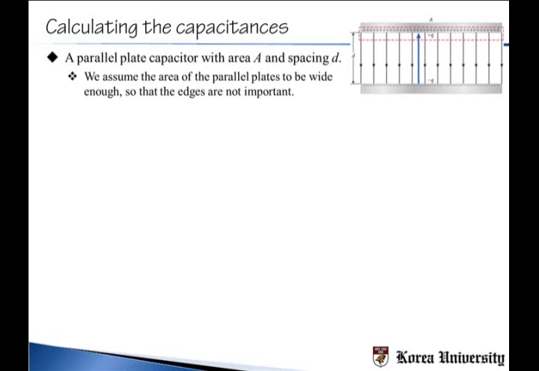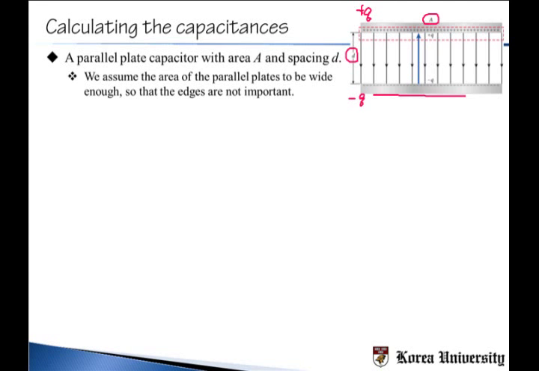Here we have two conducting plates facing each other. This is the parallel plate capacitor. And then let's say the area of each plate is A, and these two plates are separated by the distance d. Suppose the upper plate is charged by plus Q, and the lower plate is charged by minus Q.